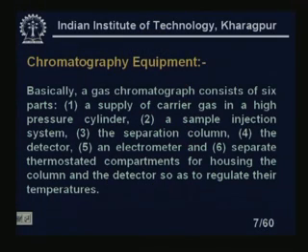We have already discussed the packing materials in the case of gas chromatography, and we will discuss that to some extent in this lesson. Then an electrometer, and separate thermostated compartments for housing the column and detector so as to regulate their temperatures. The detector is usually followed by a strip chart recorder or any other electronic recorder, where we will record the peak. In the strip chart recorder you will get hard copies; it can be computerized also, where you will get the actual plot on the screen itself.